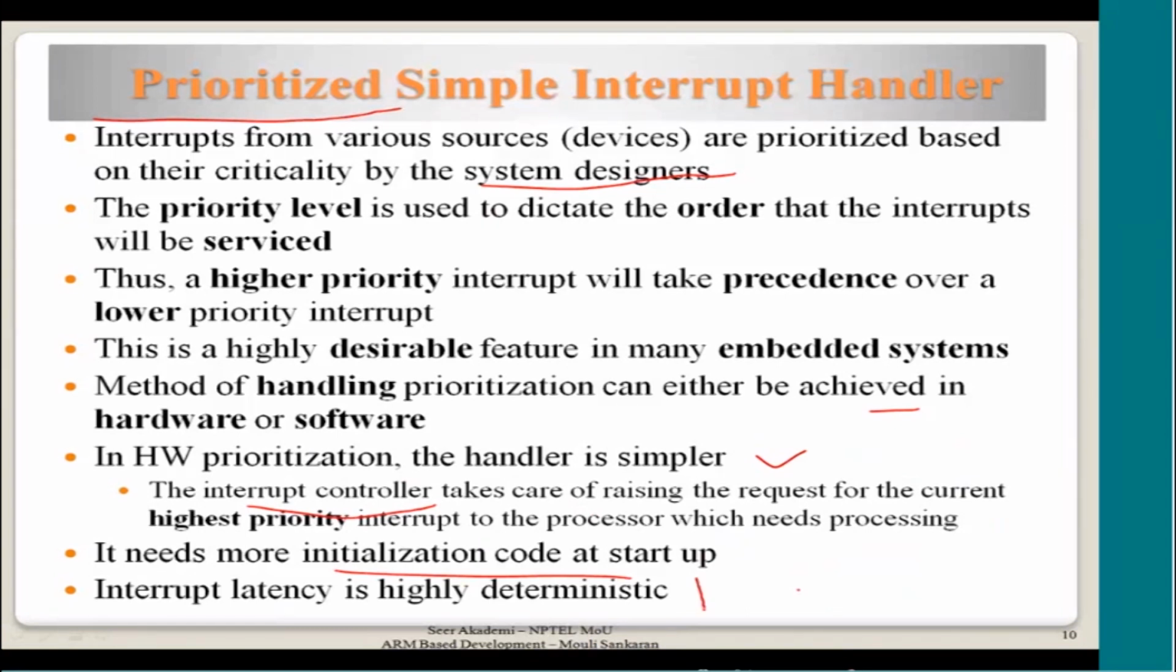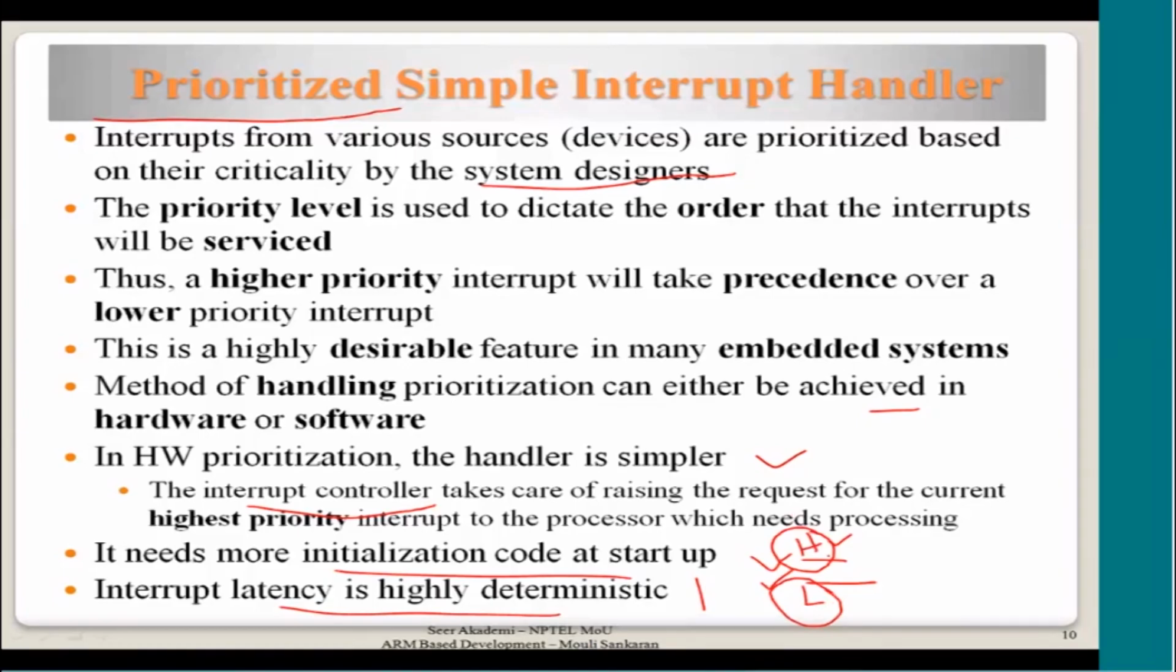The advantage is interrupt latency is deterministic. What do I mean by deterministic? Suppose there are two interrupts coming, one from a low priority device and one from a high priority device. Because the high priority device is processed first, it can be deterministic. So the handling of this high priority device is not dependent on the low priority interrupt happening. Whereas if there is no priority, then it is not deterministic.